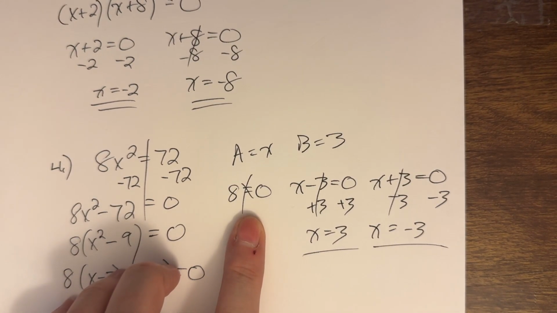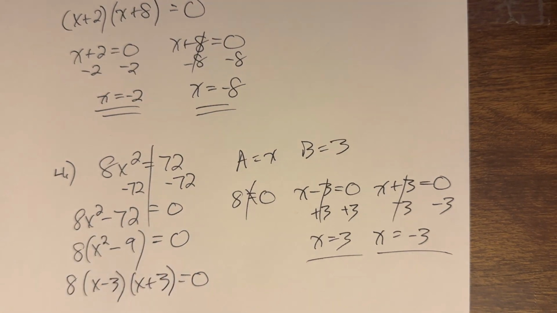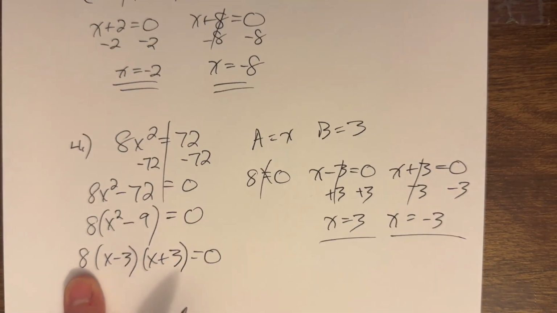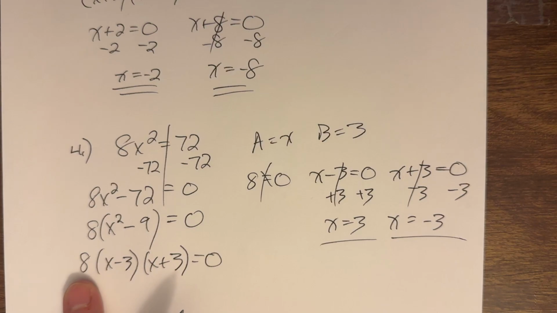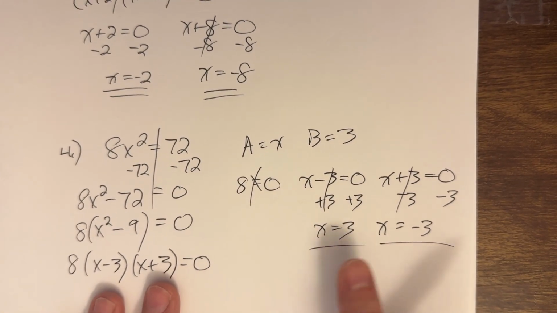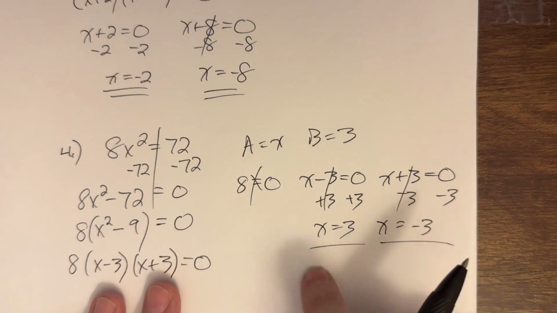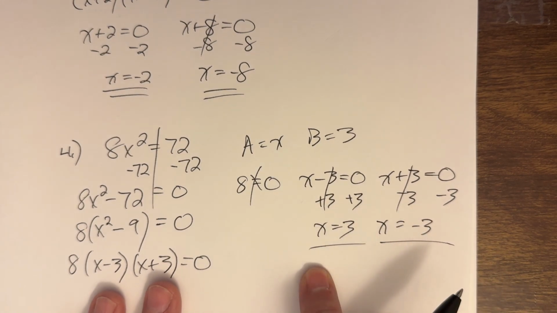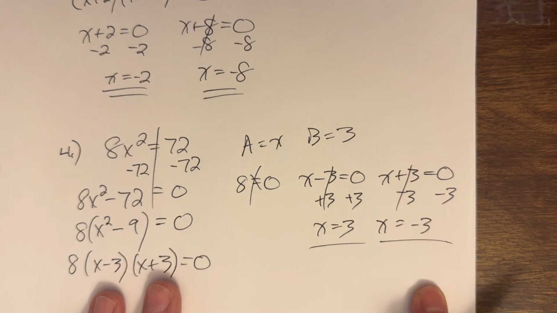So again, it's not that we could ignore this. We had to pull the 8 out in the first place to make this work. But in the end, without having a variable, it doesn't offer any extra solution. My solutions are still just right here. These two, x equals 3 and x equals negative 3.